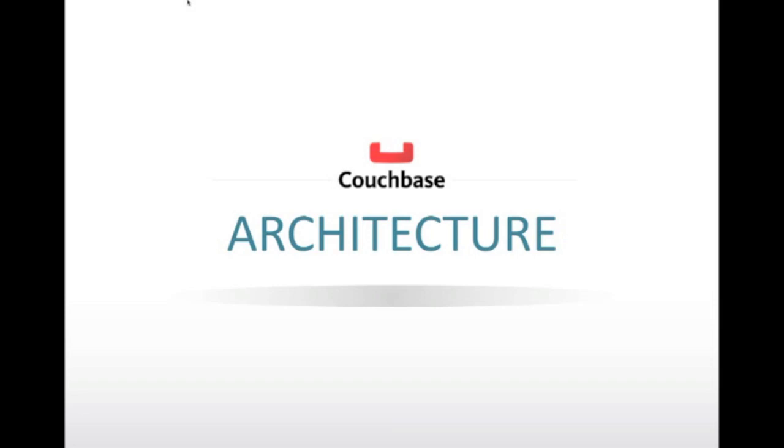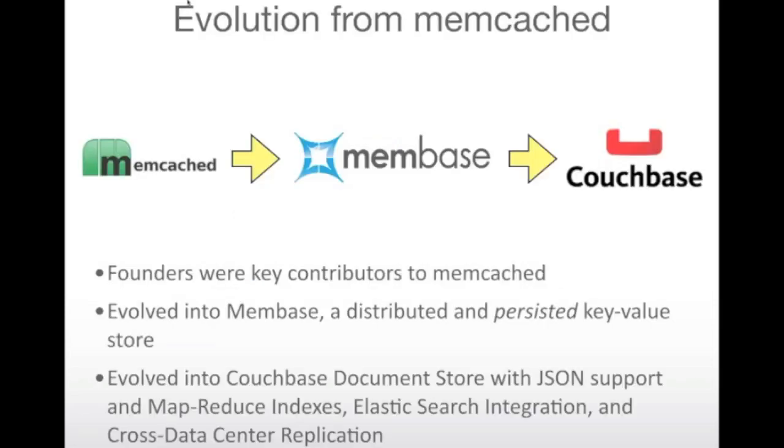So the first thing to cover is the architecture. Couchbase is an evolution of memcached, and I think that this is important to understand because if you've used memcached, Couchbase is going to be very familiar. The founders were key contributors to memcached back in the early 2000s. And they basically created a product called Membase, which was an evolution of memcached into a distributed and persistent key value store.